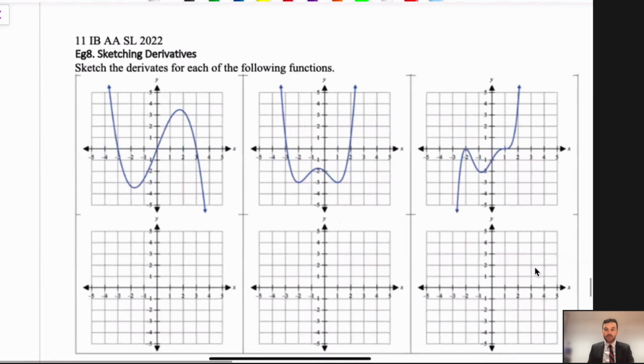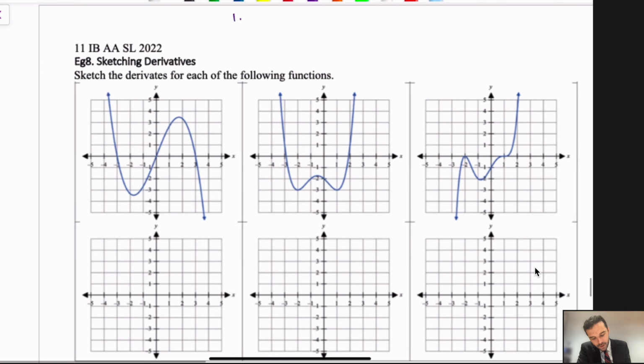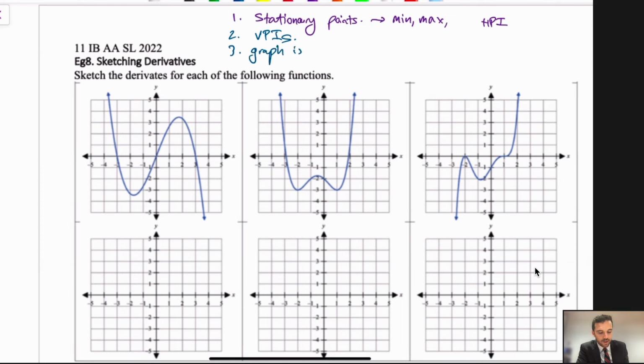Okay, so here we go. We're going to go through all the answers here. First thing is you want to find your stationary points. This is where you're looking for min, max, and horizontal points of inflection. So they're really important to find. Second, I'm looking for my vertical points of inflection. And third, I usually list where the graph is positive and negative gradient.